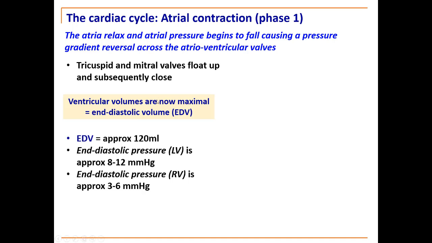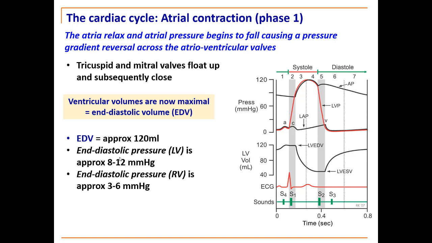And the end diastolic volume is about 120 mils. So that means at the end of left ventricular filling, there's about 120 mils of blood within the left ventricle. The end diastolic pressure is about 8 to 12 millimeters of mercury, and the end diastolic pressure in the right ventricle is about 3 to 6 millimeters of mercury. But the one we're focusing on, of course, is the left ventricle. So it's about 10 millimeters of mercury.